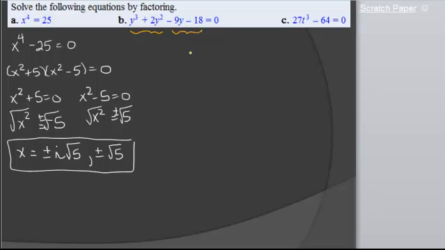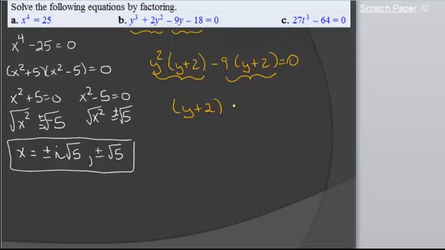We can set this up in two separate pieces and factor by grouping. In the first two, we can factor out a y squared, and we'll be left with a y plus 2. And in the last two, we can factor out a negative 9, and we'll also be left with the y plus 2. Now in these two, we have a y plus 2 in common, so we can factor that out. We're left with a y squared minus 9.